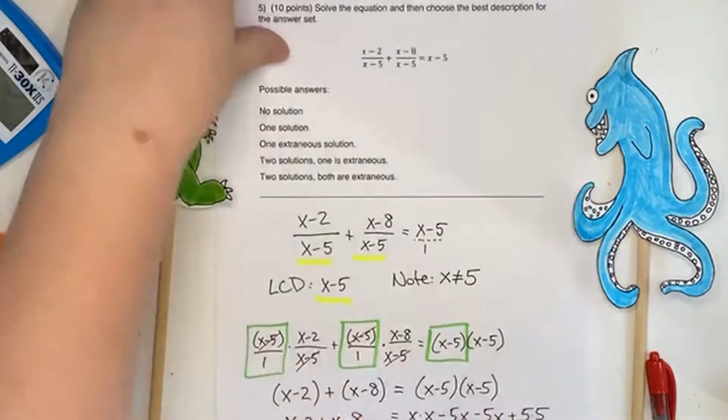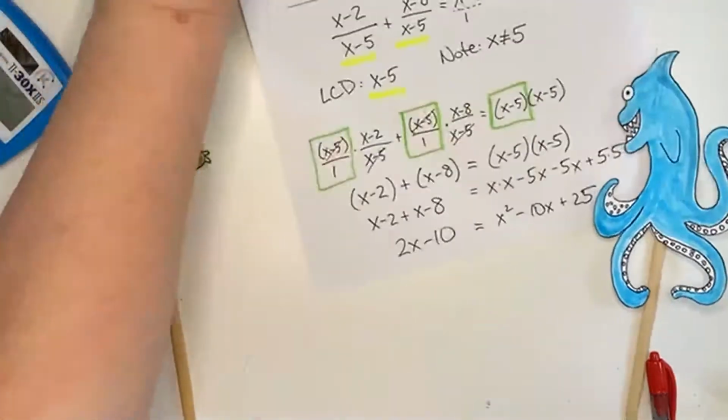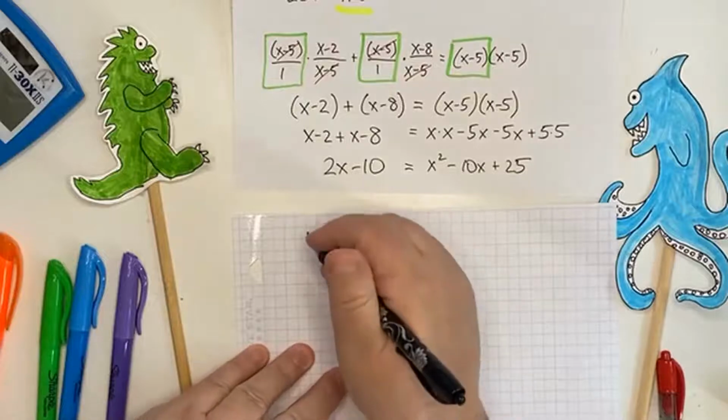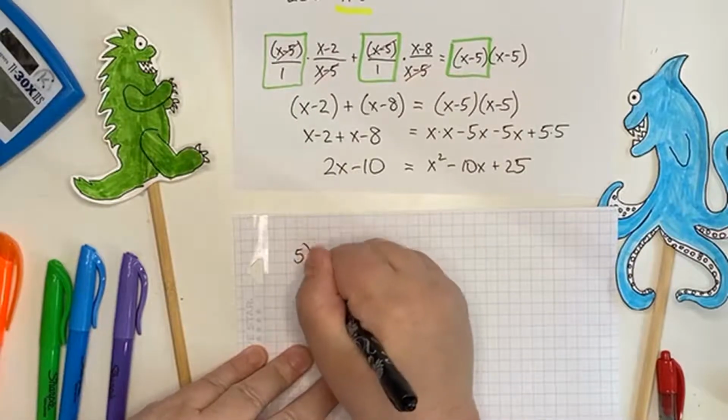Okay, so make sure you have lots of paper to do this test because this is a lot of writing. You don't want to be trying to do this in your head. So this is number 5.